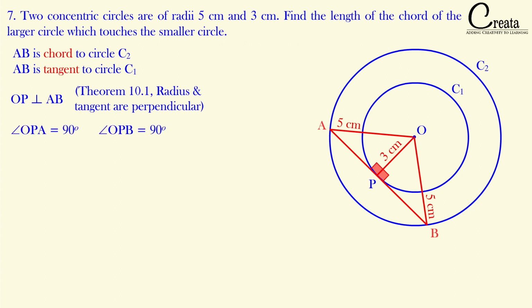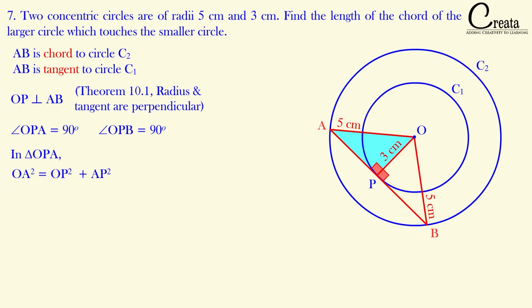Got it? On observing, are you able to figure out the two right angle triangles? This is a right angle triangle and this is also a right angled triangle. And in the question we have to find the length of AB, the length of the chord. So we can apply the Pythagoras theorem in both the triangles separately and we can find AP and PB, the two distances, and we can add them to get the complete length AB. Let's do so. Let's apply the Pythagoras theorem in the triangle OAP.